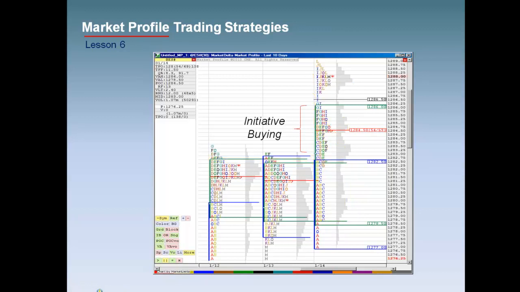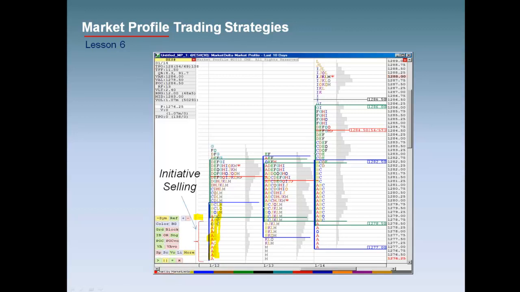All right, now let's take a look at initiative selling and what happened here. Why is it initiative selling? Well, prices started to drop below my value area for this day and below the prior day as well. So now, as prices are dropping, what do we see happening? Initiative selling, but it was met with responsive buying. And it brought us right back into the value area again.